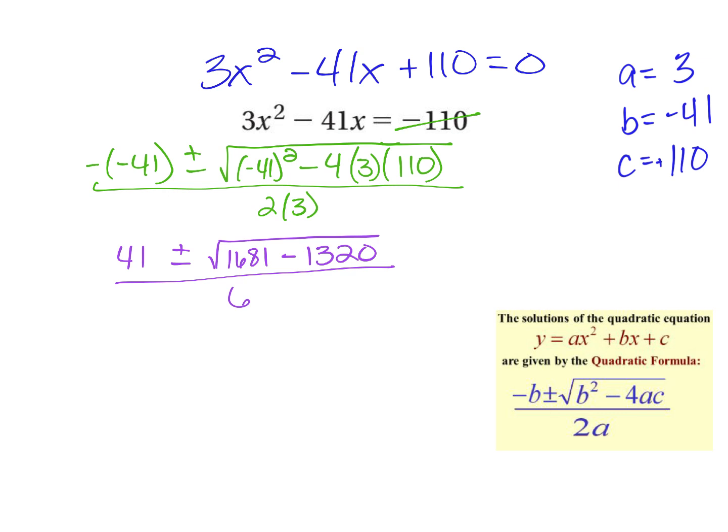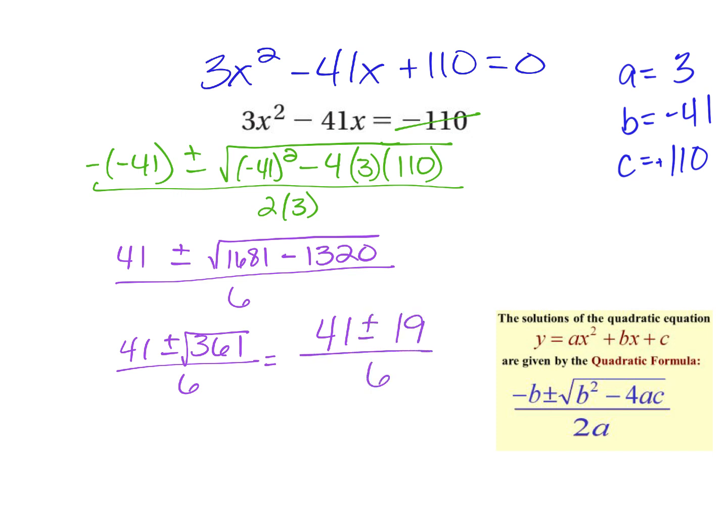All right, so 1681 minus 1320 is 361. So we would have 41 plus or minus the square root of 361 over 6. And let's see if it's a perfect square. It is. So we would have 41 plus or minus, it happens to be 19 over 6. So when I do this twice, we would have 41 plus 19 over 6, and then 41 minus 19 over 6.